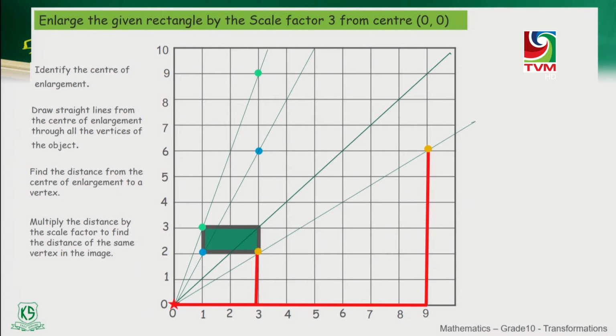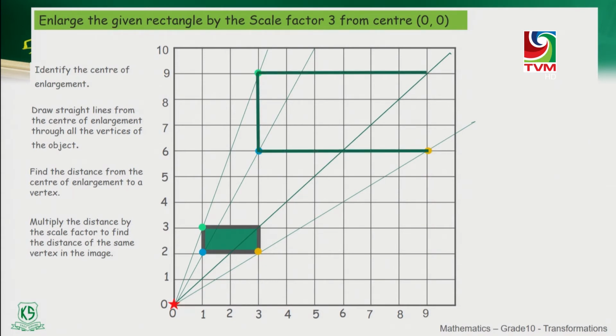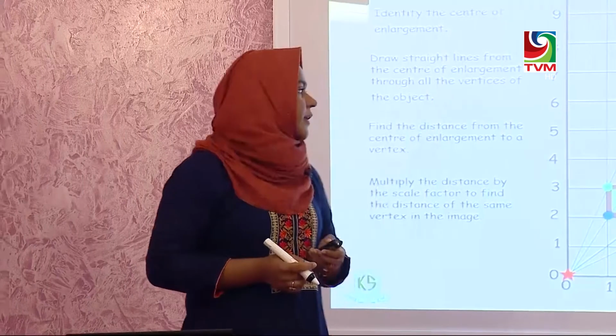Now since it is a rectangle, no need to find the remaining vertex. So you can fill the sides of the rectangle by joining the points you have drawn. So this is the enlargement of the rectangle by scale factor 3.